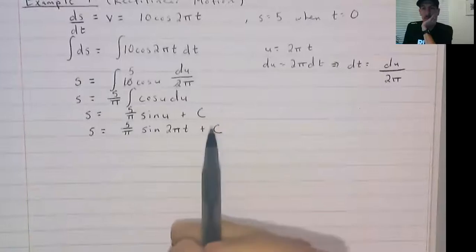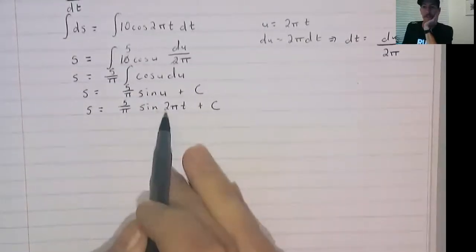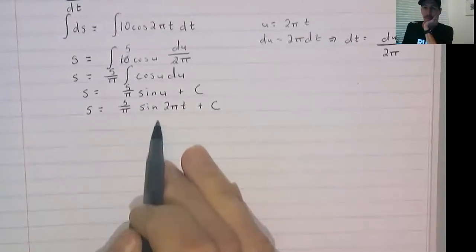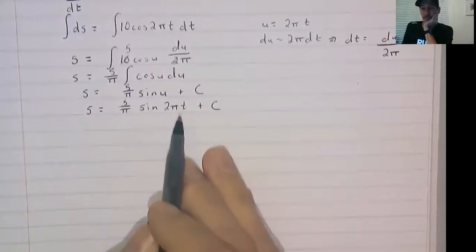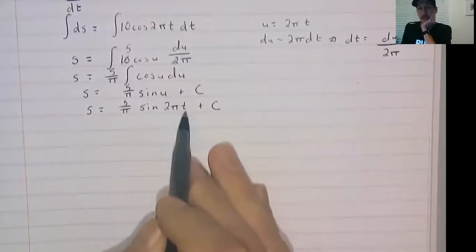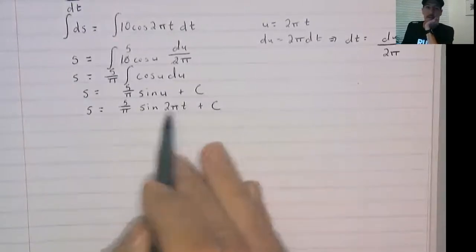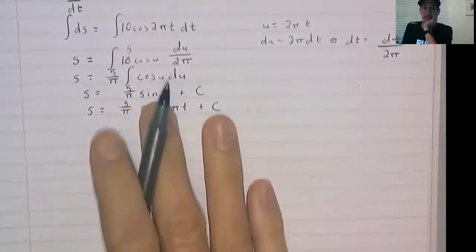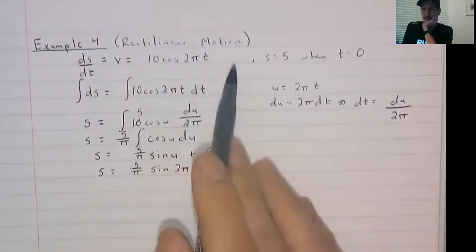Okay. And so it's sort of just doing a quick check. If we were to differentiate this, the derivative of sine is of course the cosine, but because there's a composite function going on here, we'd have to use the chain rule. Differentiating 2 pi t busts out that 2 pi, which then cancels with our 5 over pi to give us 10, which is what we started out with, 10 times the cosine of 2 pi t.